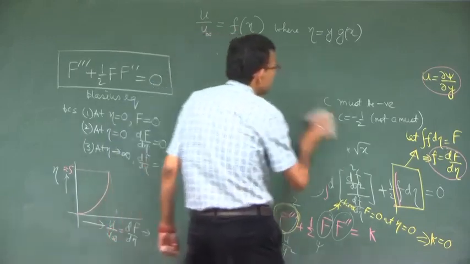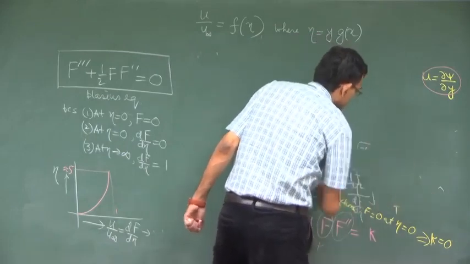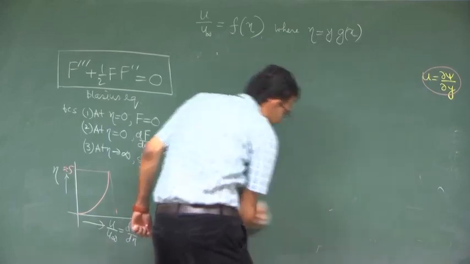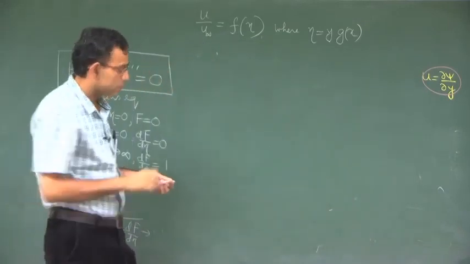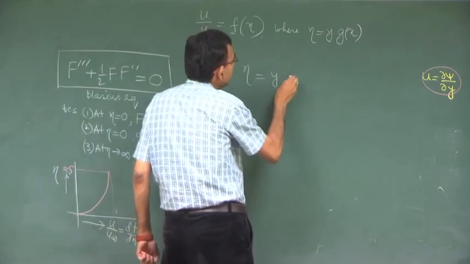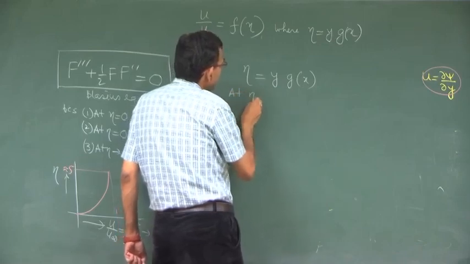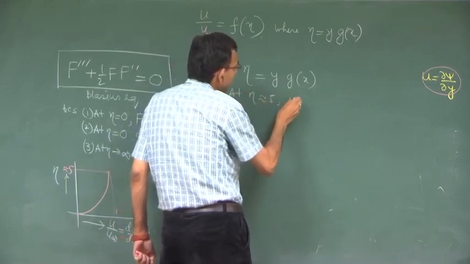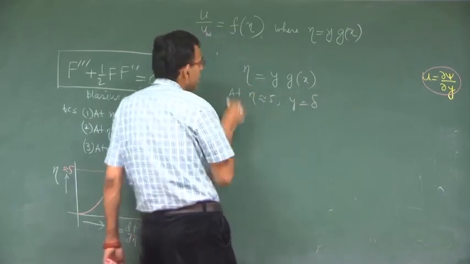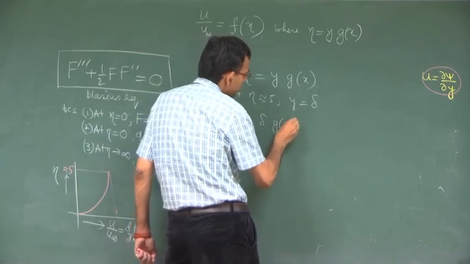So, then let us write the solution here. So, eta is equal to y g x. So, at eta is equal to 5 roughly, y is equal to delta, that is the main result of this. So, 5 is equal to delta g x.